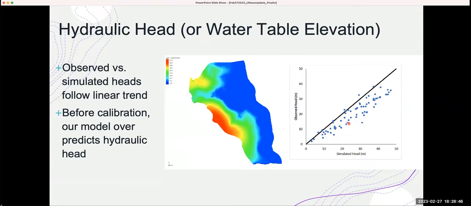Xander, can I ask you a quick question about the layering? Yep, of course. Are all the layers confined, unconfined, or is just the top layer unconfined? How did you specify the layering? Right now, they're all unconfined. Okay. All right. That's great.